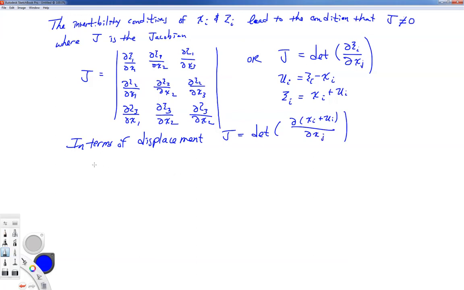We can expand this. We have the partial derivative of xi with respect to xj plus the partial derivative of ui with respect to xj. And this term right here, partial derivative of xi with respect to xj, is only going to give a value of 1 or 0. It's going to be equal to 1 if i and j have the same numbers for their subscript. It's going to be equal to 0 otherwise. So that indeed is our Kronecker delta, the symbol that we defined previously. And we can write this as the partial of ui with respect to xj.